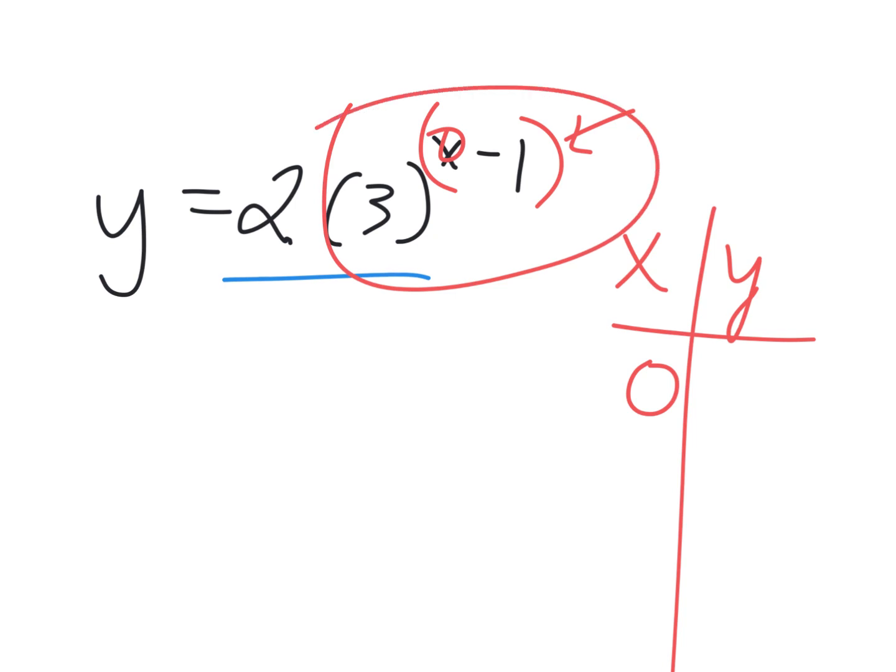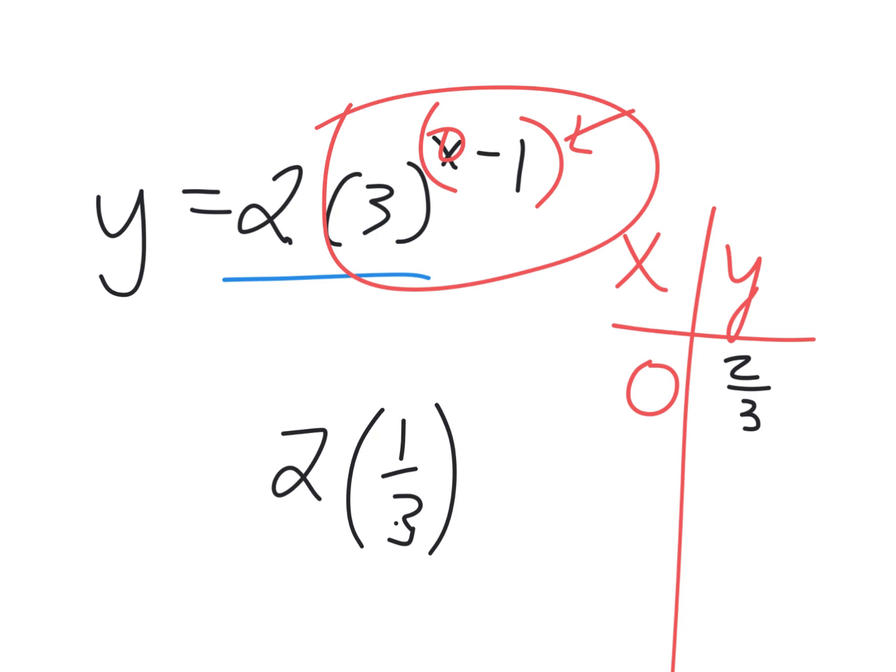You times it by 2. So it's 2 times 1/3. Come on, you can do it. 2/3. Yeah, it's 2/3. That makes sense? All right, now let's try another one.